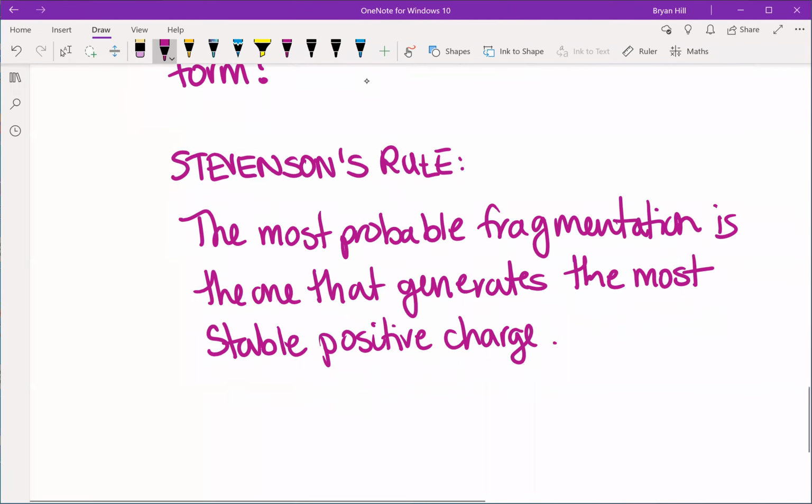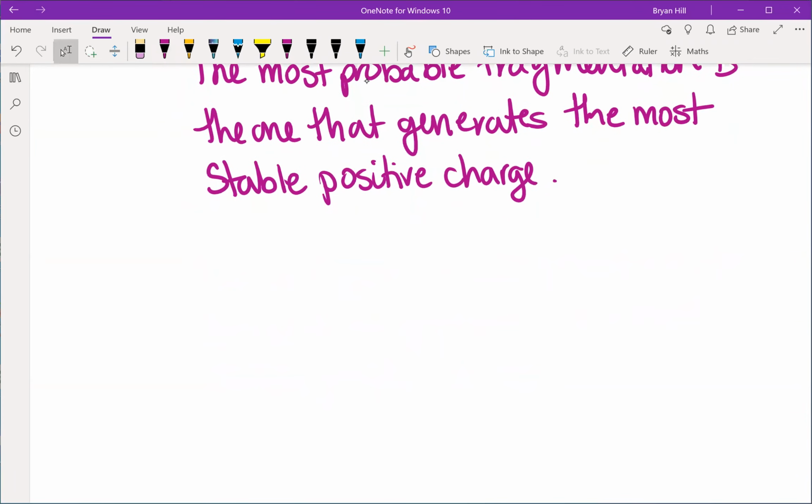So let's think here. For those of you who have taken organic 1 and 2 before, what were some rules with regard to carbocations? The more substituted the carbocation is, the more stable it is. Right. Okay. So more substituted, more stable.